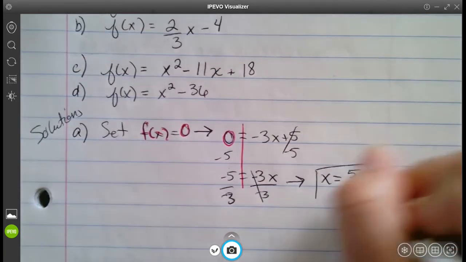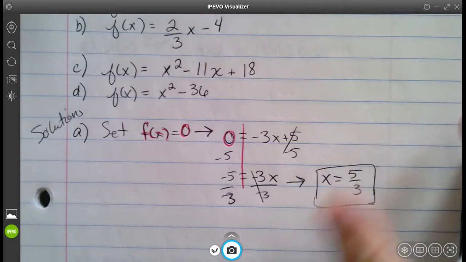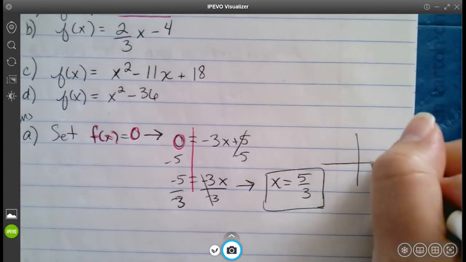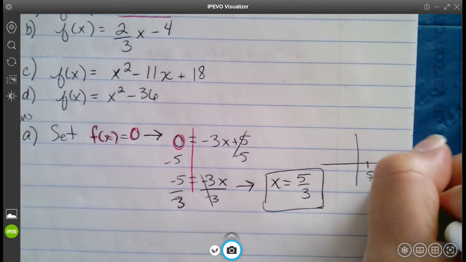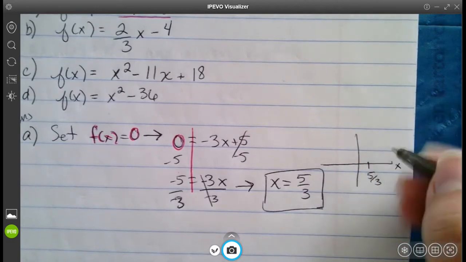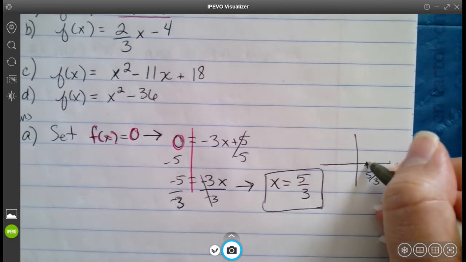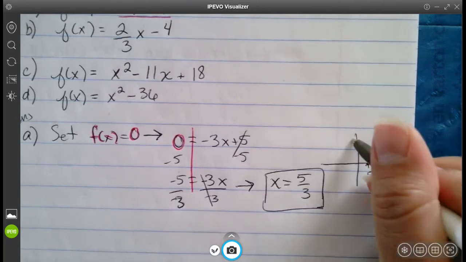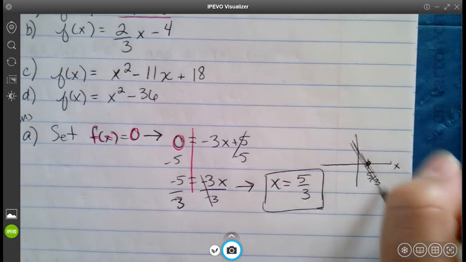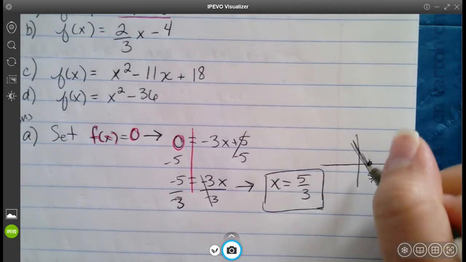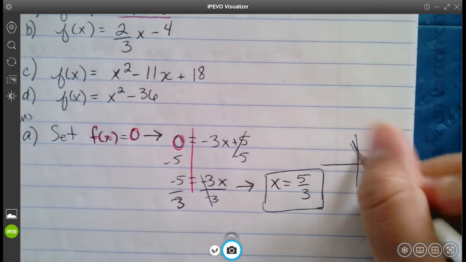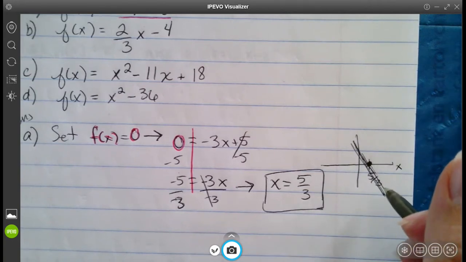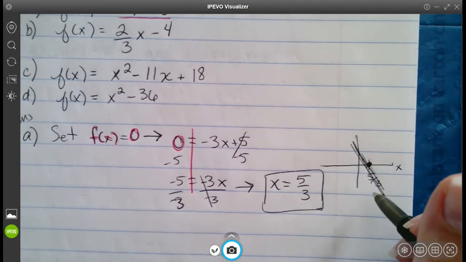So at this point on the graph, okay, I'm going to do just a little sketch here. At 5/3, wherever that is on x, okay, my line is going through the x-axis. So this one, let's see, negative, so it's probably something like this. Okay, I'm going through the point. Hopefully your line is better than mine. But the graph looks something like that, okay? You can check it on your calculator if you don't believe me.